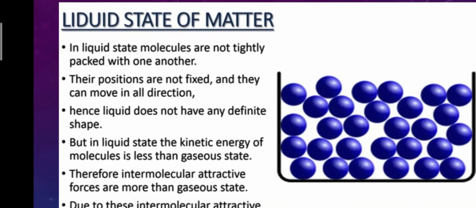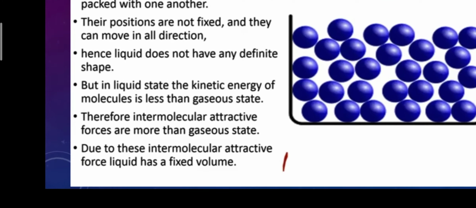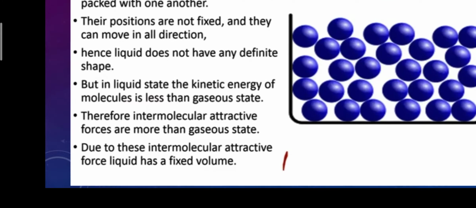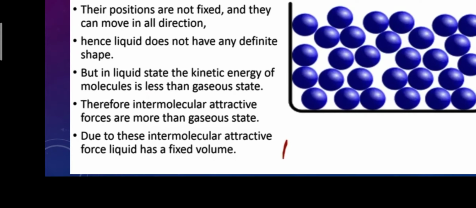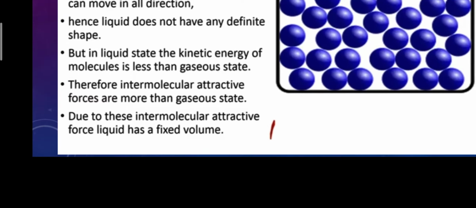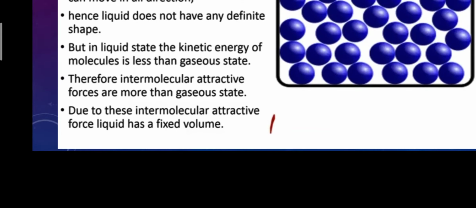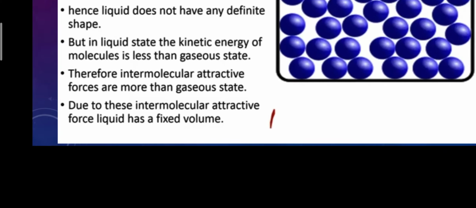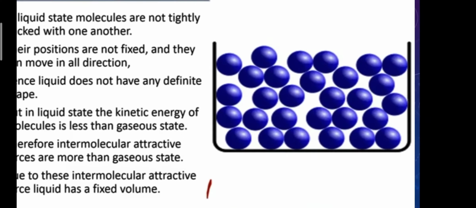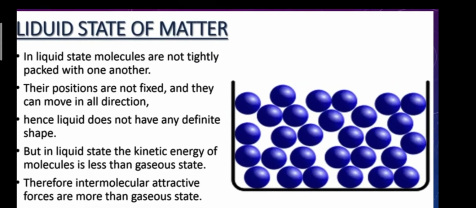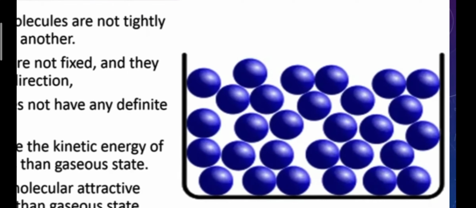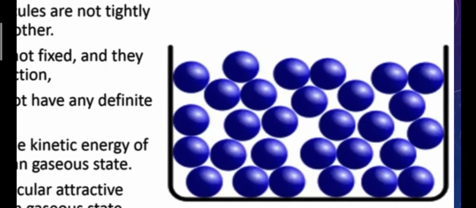Due to these intermolecular attractive forces, liquid has a fixed volume. It is the intermolecular structure of liquid. Having no definite shape, liquid acquires the shape of the container, but liquid has fixed volume.